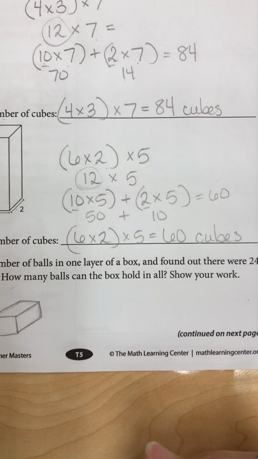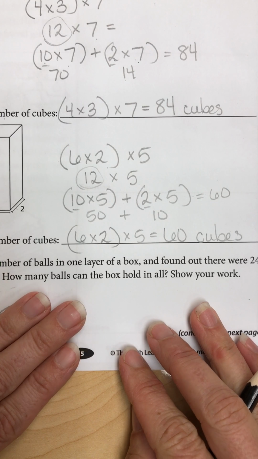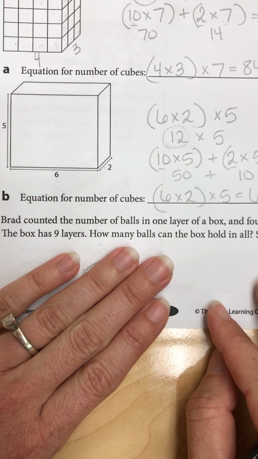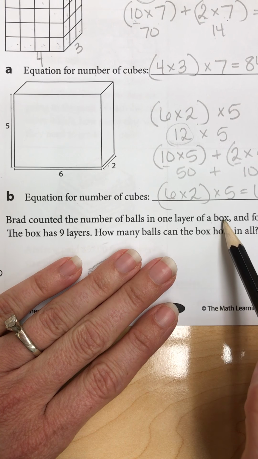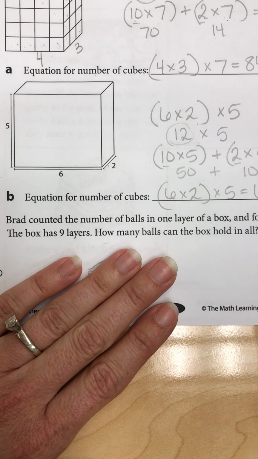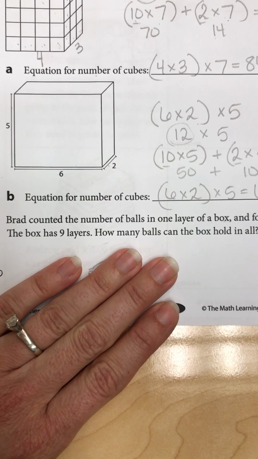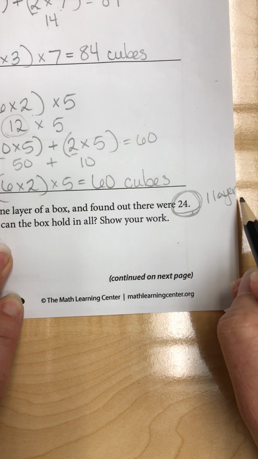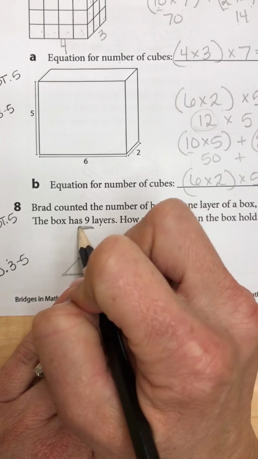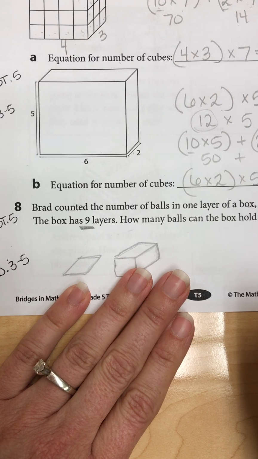Okay. All right, the next one is a little bit tricky. The very last problem. Brad counted the number of balls in one layer of a box and found out there were 24. 24 in one layer. Okay, so I wrote a little note there. 24 in one layer. The box has 9 layers. How many balls can the box hold?